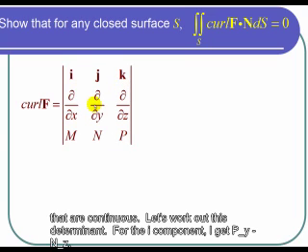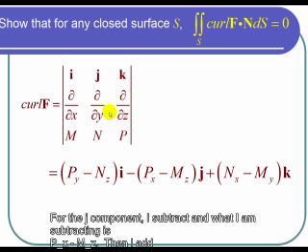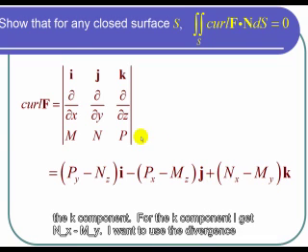For the i component, I get p sub y minus n sub z. For the j component, I subtract, and what I'm subtracting is p sub x minus m sub z. And then I add the k component, and for the k component, I get n sub x minus m sub y.